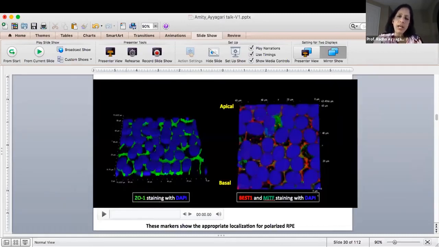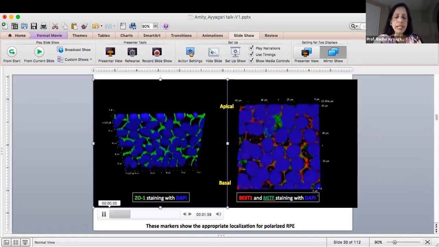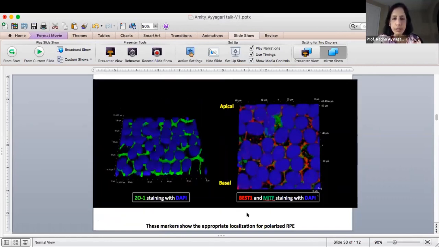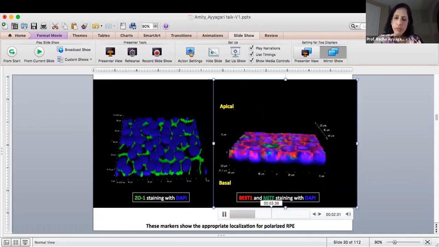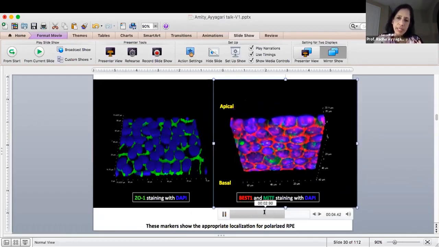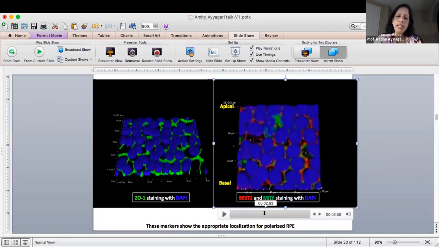To study RPE, we need to have polarized RPE cells. So for that, we generated these cells and again stained them with markers. These markers show the different polarization, and we could generate polarized RPE cells based on the marker profiles.